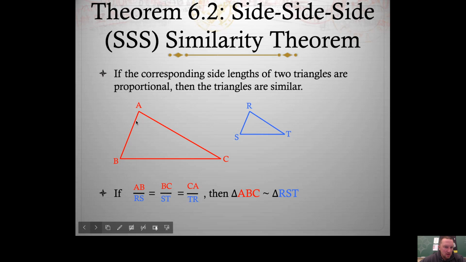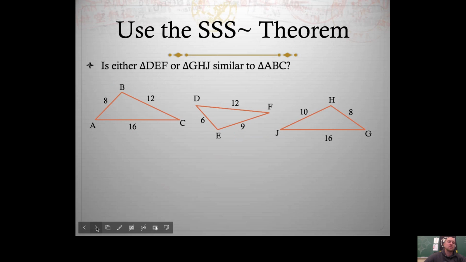So for example, if this segment divided by this segment is the same ratio as this segment divided by this segment, and this segment divided by this segment, then the triangles are similar. You don't need to check the angles. So this is a really, really powerful theorem, and we're going to show where you can use it right now.